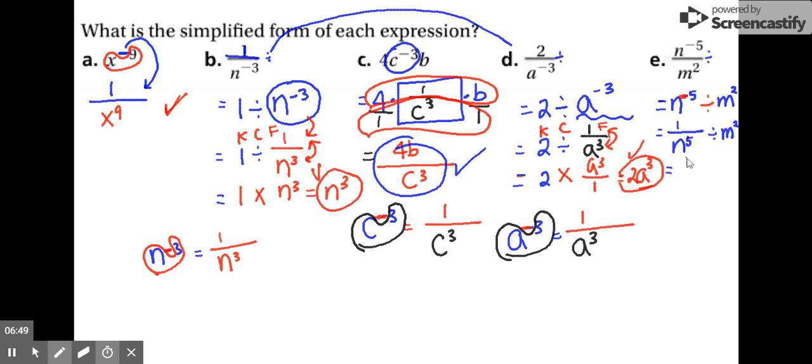And now let's do keep, change, flip. So it's going to be keep, change, and you're going to flip this guy, m squared over 1. So it's going to be 1 over m squared. So if you multiply these two, it's going to be 1 over n fifth m squared. You can just multiply these two, which means you can just put them together. Then if you have this on the paper, you're good to go.